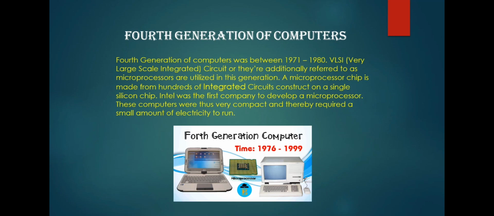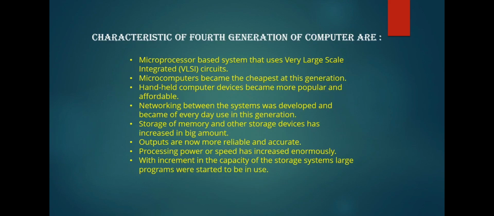Let's start with the fourth generation of computers. A microprocessor chip or VLSI made up of hundreds of ICs was used in this generation. Intel was the first company to develop a microprocessor. Being compact, they require a small amount of electricity to run. Now the characteristics of the fourth generation of computers are being cheapest and handheld. Microprocessors became popular and affordable. Also, outputs were more reliable and accurate.